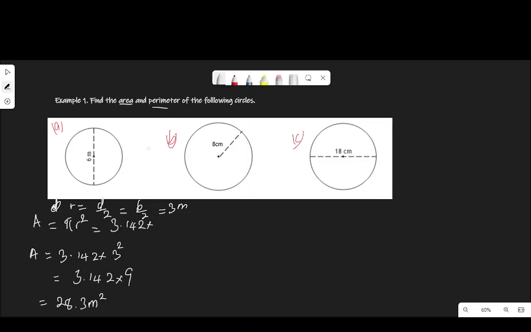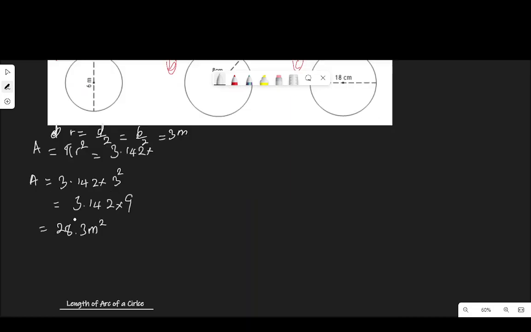The question says the area and the perimeter, so let's look at the perimeter. Perimeter, which we also call circumference, is 2 pi r. So 2 times 3.142 times the radius, which is 3. That's 2 times 3, which is 6. 6 times 3.142. I will need a calculator for that.